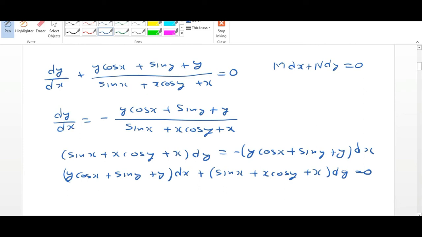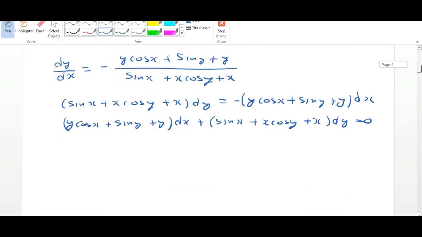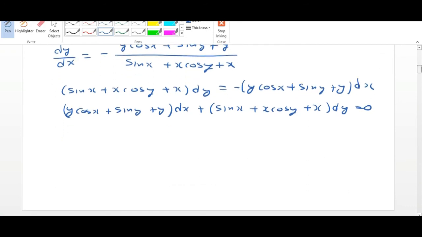Is it okay? Simple step. किसी को डाउट है उसमें? Now we will check whether it is an exact differential equation or not. So from here we see that this term is basically M(x,y) and this term is N(x,y). Is it okay?